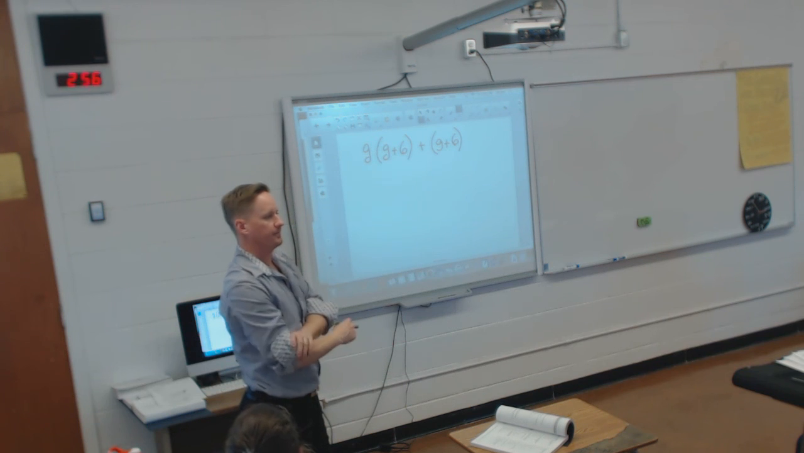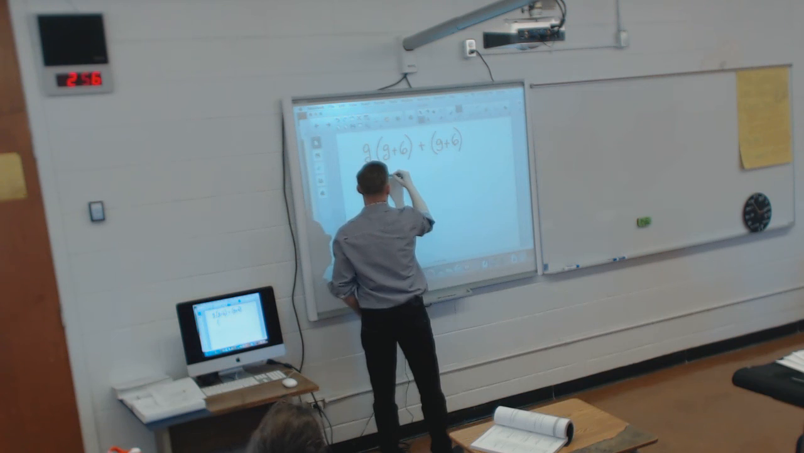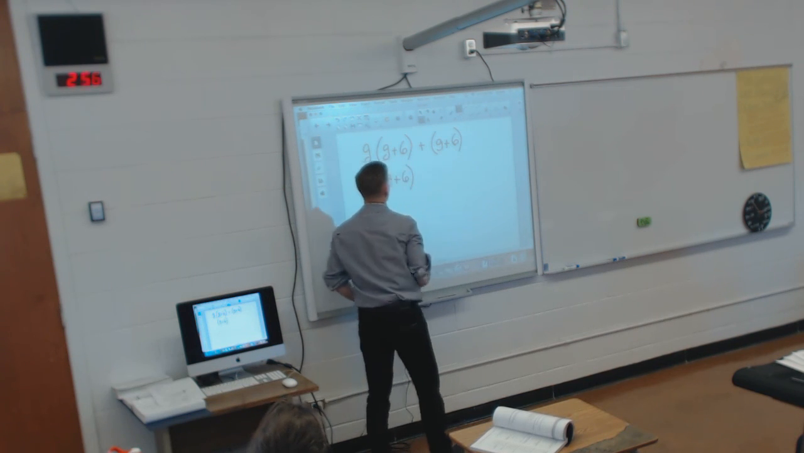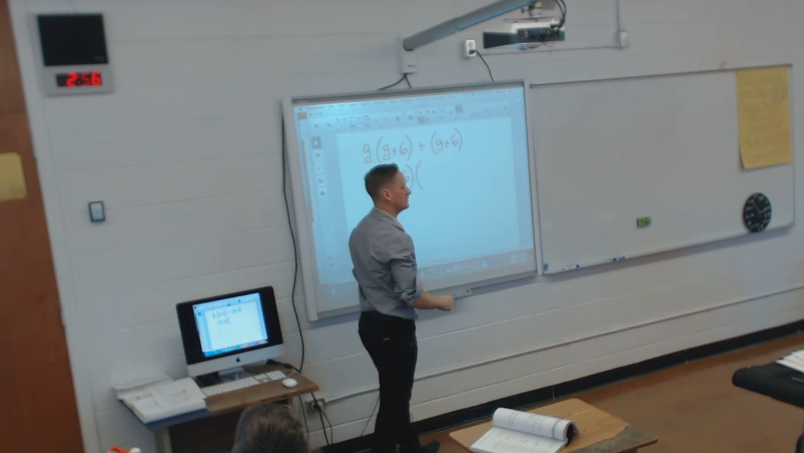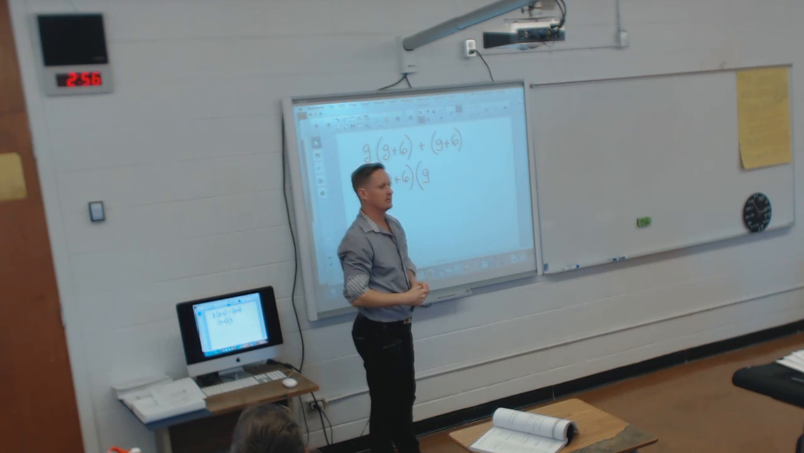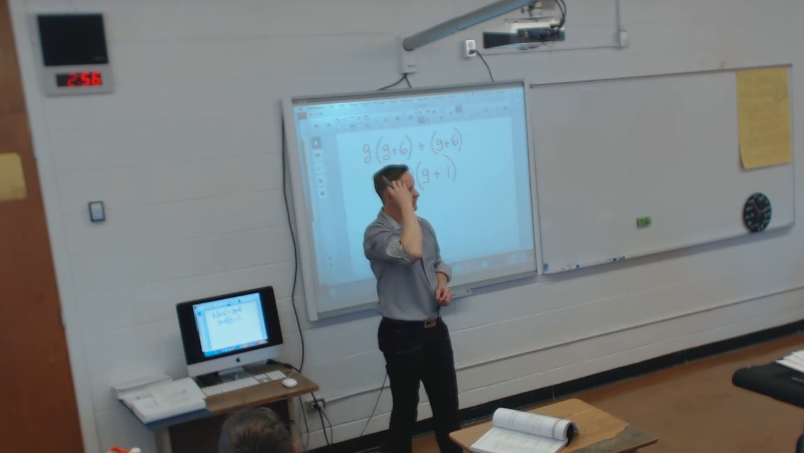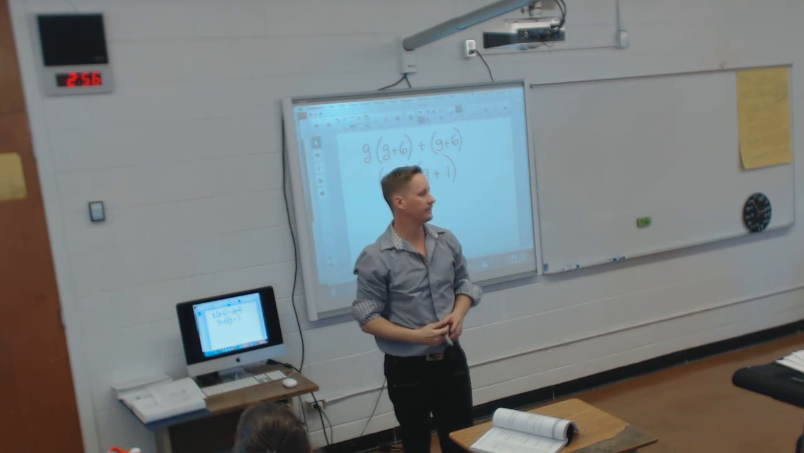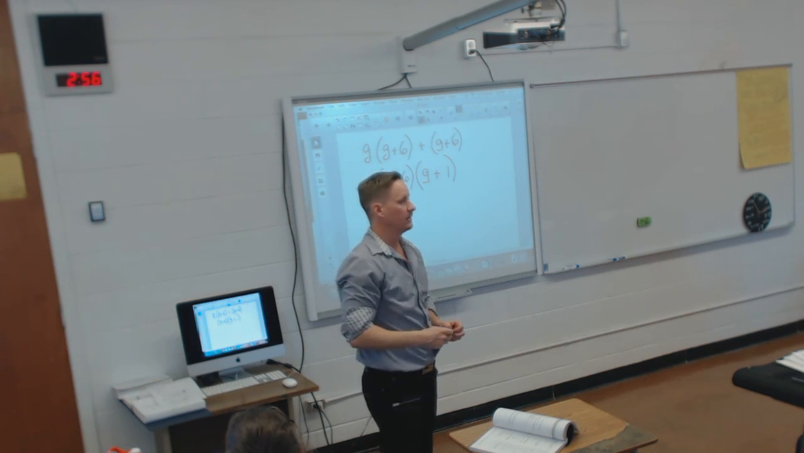What do they both have? G plus 6. So I'm going to take the G plus 6 away out of this guy. What am I left with? G. And I take it away from there. What am I left with? Plus 1. You guys are getting it. Nailing it. Good? We good?